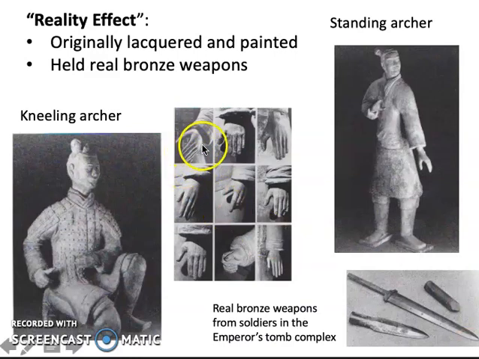So, for instance, these hands, it turns out there are only a few kinds of hands with different thumbs that were reused, and then they would be slightly modified to hold the weapons. So they showed how out of standardized parts that are then individualized, modified to create a reality effect, you can create what seems to be almost a living army, but they're made out of clay.